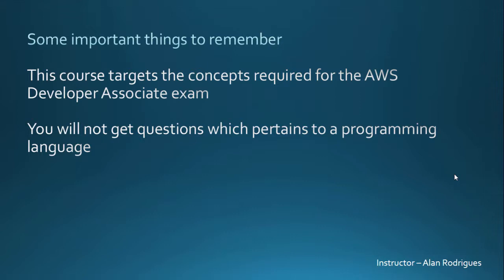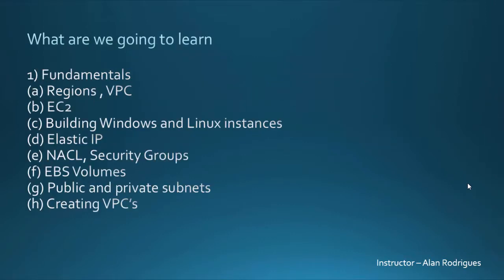Now I've got a whole list of topics we're going to discuss in our course. I'm just going to go through the list of topics right now. So we're going to look at the fundamentals. In the fundamentals, we're going to look at regions and VPCs. We're also going to look at availability zones. We're going to look at how to create EC2 instances. We're going to see how to build Windows and Linux servers. We look at elastic IPs.